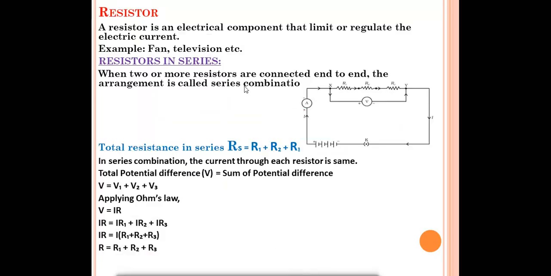When two or more resistors are connected end to end, the arrangement is called series combination. You can see the resistors R1, R2, R3. They are connected with each other's points. One point of this one is connected to that point of the next. They are connected end to end. So this type of combination is called series combination.